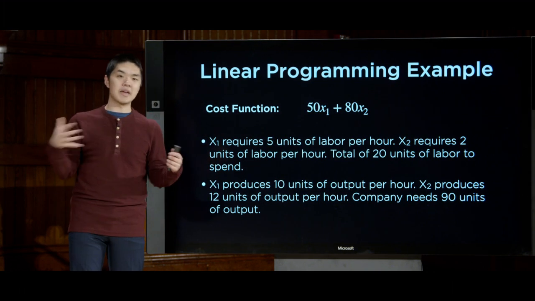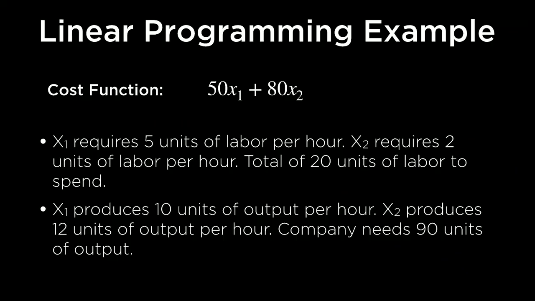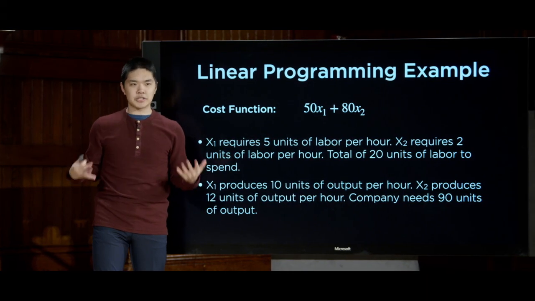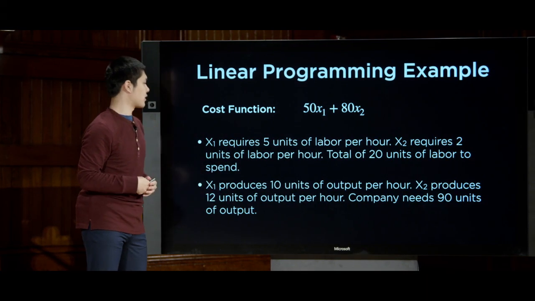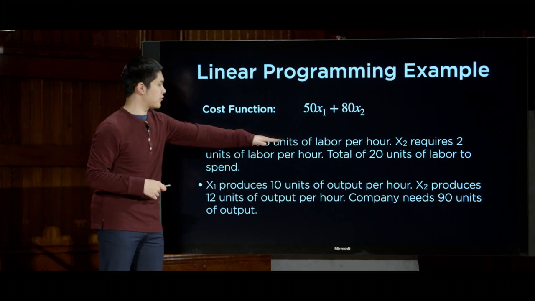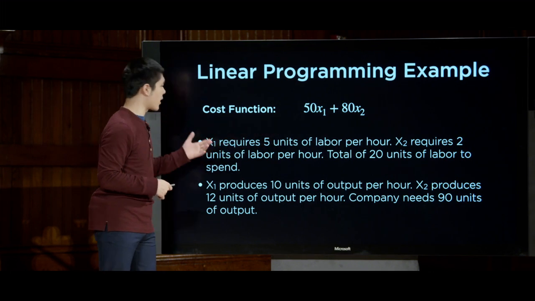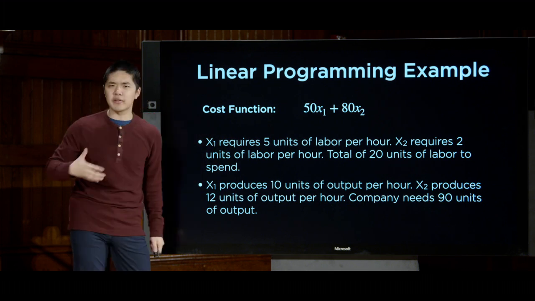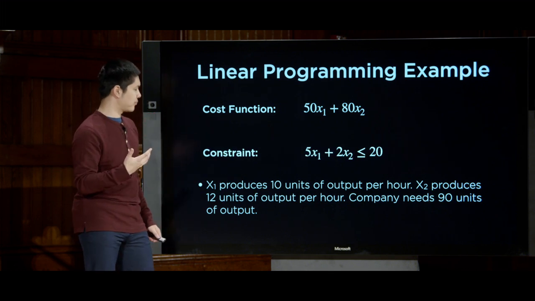And what we're trying to minimize is this cost function, which is just how much it costs to run each of these machines per hour, summed up. This is an example of a linear equation, just some combination of these variables plus coefficients that are placed in front of them. And I would like to minimize that total value. But I need to do so subject to these constraints. x1 requires 5 units of labor per hour, x2 requires 2, and we have a total of 20 units of labor to spend. And so that gives us a constraint of this form.